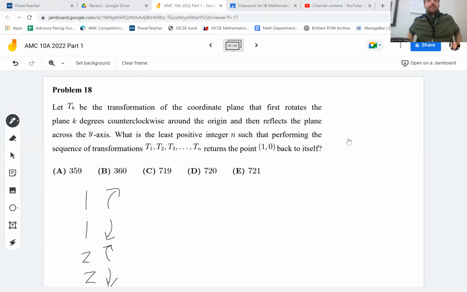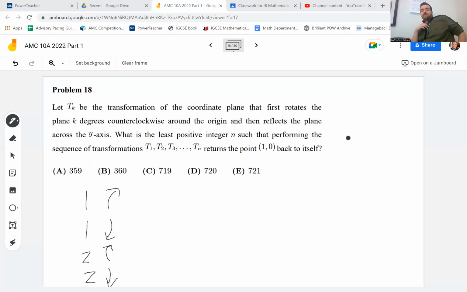Hey guys, welcome back. This problem is problem 18 on both the AMC 10 and the AMC 12, 2022, 10A and 12A. This problem is actually not that hard once you understand what it's asking. The hardest part about this problem is understanding what exactly it's asking. I at first did not understand this question, and I still think that it's not worded great. I think there could have been a more clarifying wording to this problem that would have made it make a lot more sense.